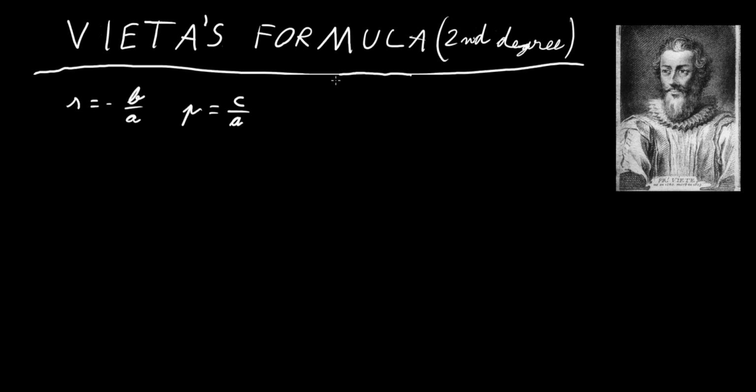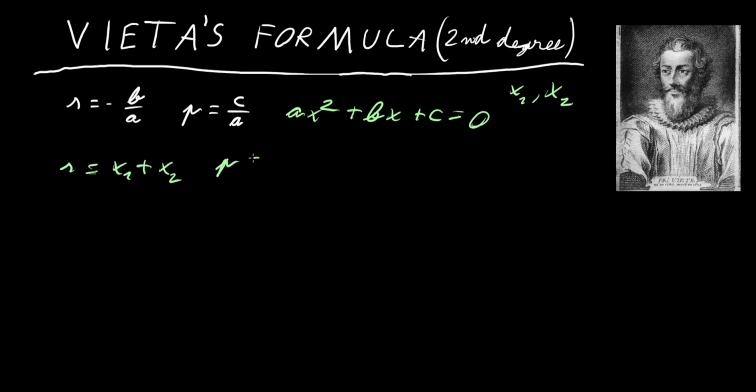What's S and P? First of all, let's say that we have a polynomial. The basic form of polynomial is ax squared plus b times x plus c. And if this is equal to 0, its roots are going to be x1 and x2. So S is the sum of the roots, so x1 plus x2. P is the product of the roots, so x1 times x2.